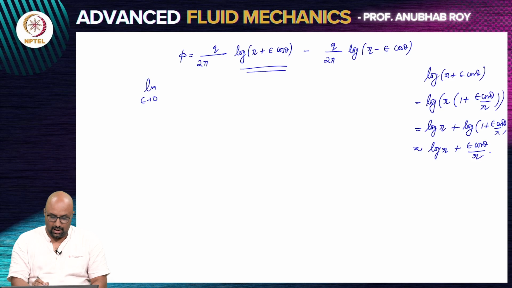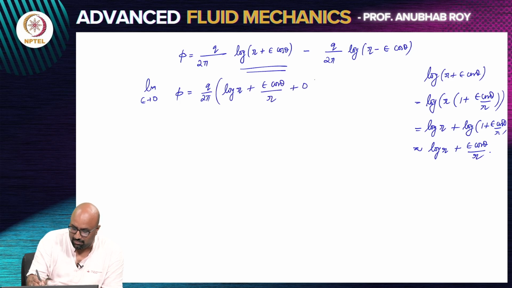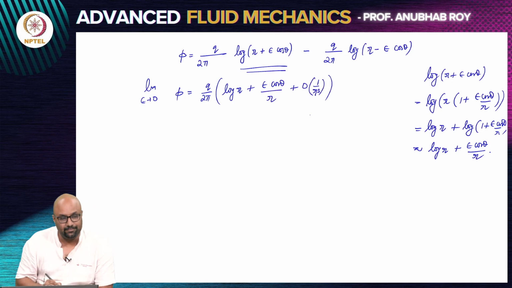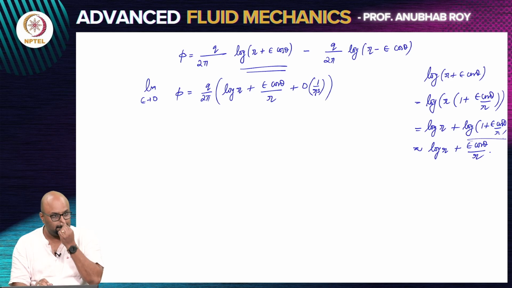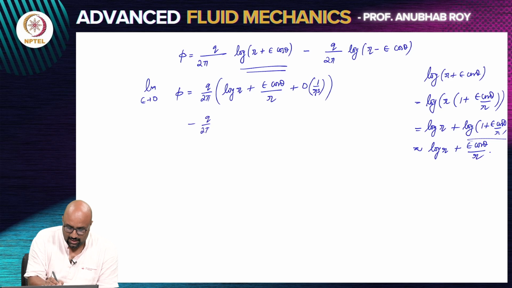So, now if I write my potential of the summation of the two, I have q by 2 pi times log r plus epsilon cos theta by r, and the term that I am ignoring right now would basically be an order 1 over r cube term in that series expansion. So, I am basically expanding log 1 plus x for small values of x. Similarly, from the sink part, I will have log r minus epsilon cosine theta by r, and then there is an order 1 over r cube correction.